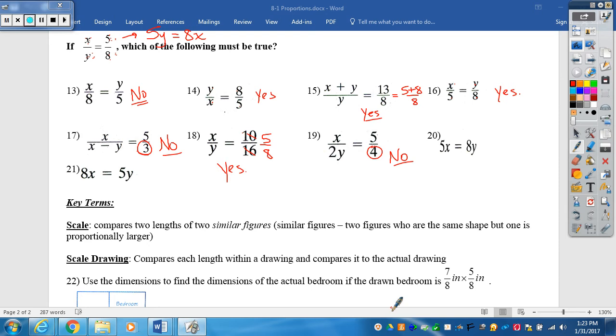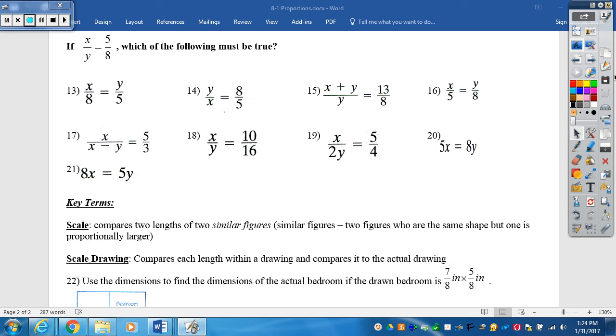The cross product right there for number 20 says 5x equals 8y, which is not what we originally had up here. Okay, so as a result, again, that one's an easy one. That's a no-no. All right, last one, 8x equals 5y, same as what we had originally, and that's a yes, sir.